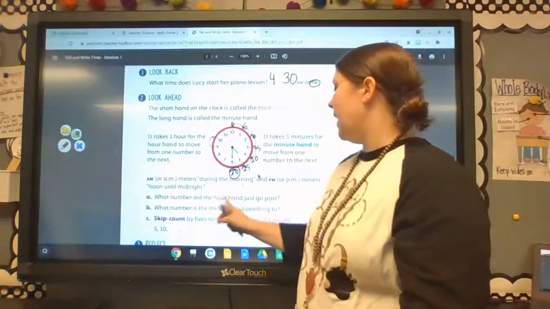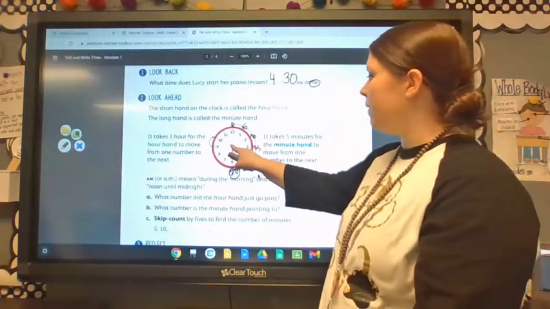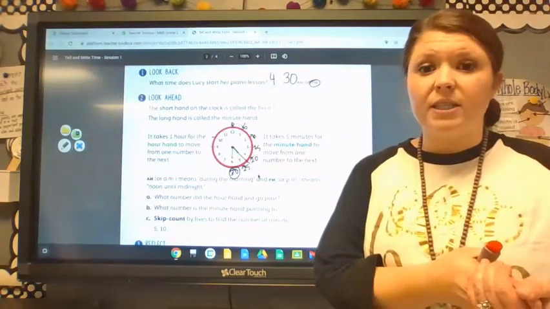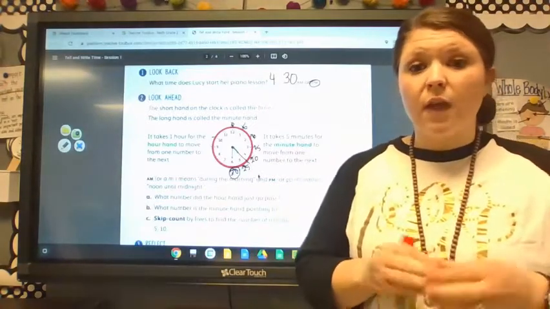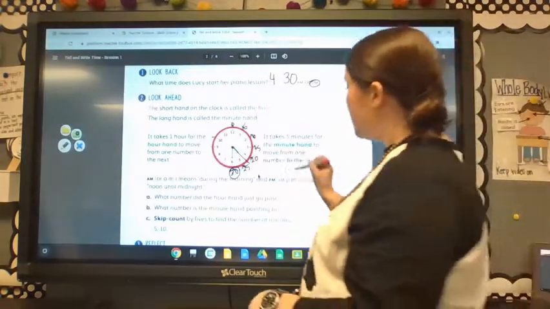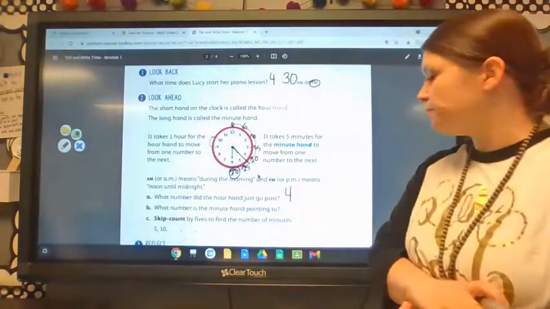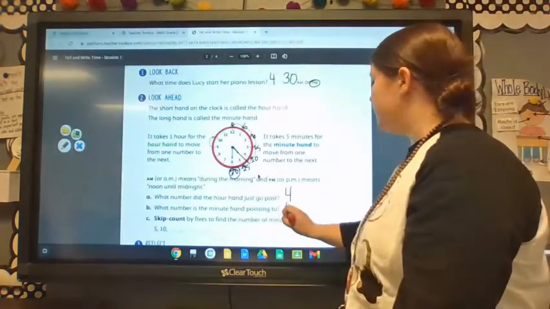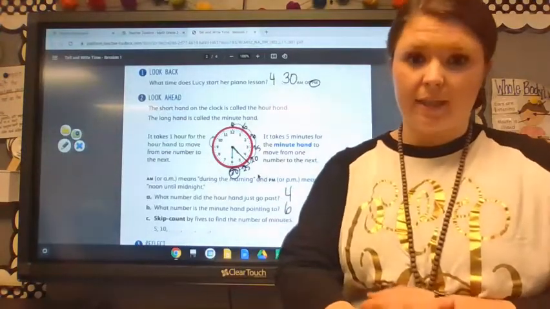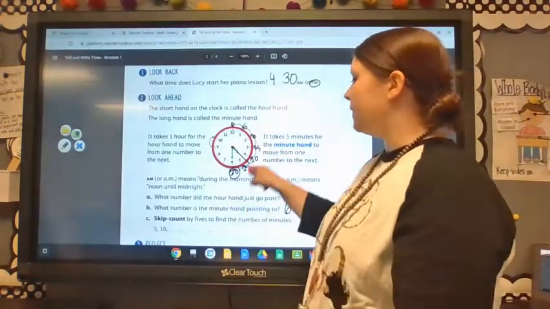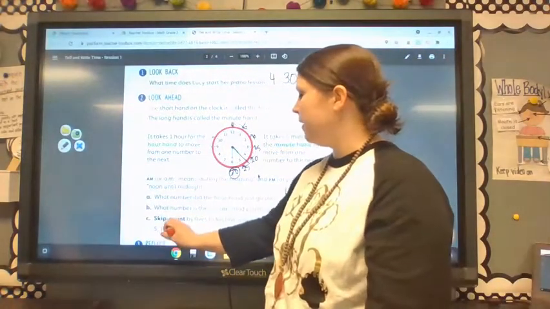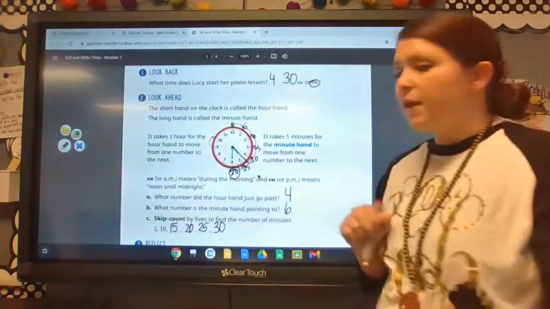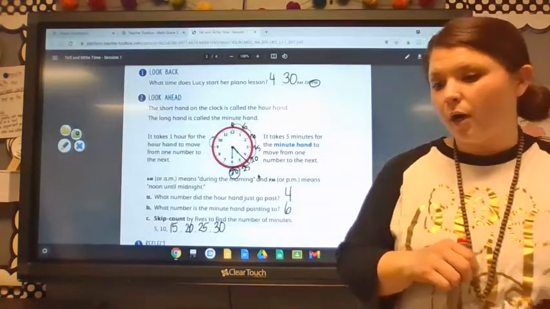So what number did the hour hand just go past? So if we look and we follow our hour hand, we notice that it's not on one of those exact numbers. If it's in between, we have to go to the number that it just passed, okay? So the hand just passed the 4. What number is the minute hand pointing to? It's pointing to the 6, but we don't say that the time is 4:06 here. We have to skip count by 5s to find the number of minutes. 5, 10, 15, 20, 25, and 30. So the time on the clock shows 4:30.